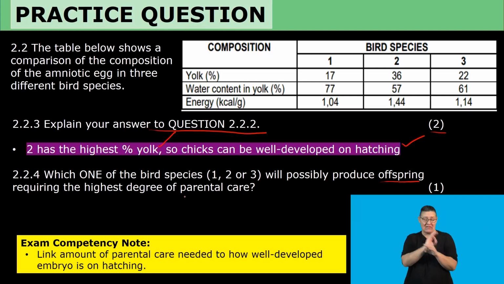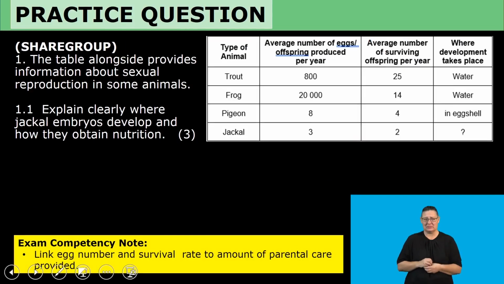2.2.4, which one of the bird species 1, 2, or 3 will possibly produce offspring requiring the highest degree of parental care? Again, you come and check, you look at the yolk levels, you also look at the energies. It's definitely 1. This one was very small. The percentage of egg yolk was very low, meaning that it needed more support when it was born.